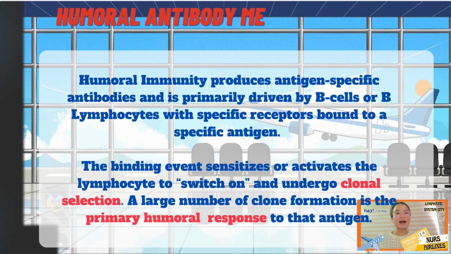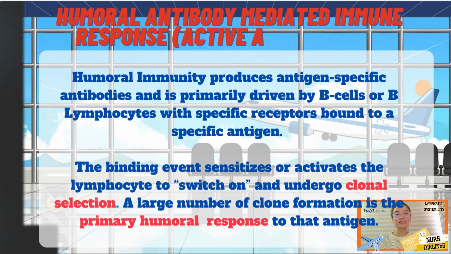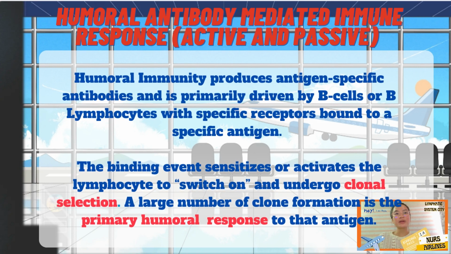Welcome to humoral antibody-mediated immune response, one of the famous cities in town. Our humoral immunity produces antigen-specific antibodies and is primarily driven by B cells, or what we call the B lymphocytes, with specific receptors bound to a specific antigen. The binding event activates the lymphocytes to switch on and undergo clonal selection.